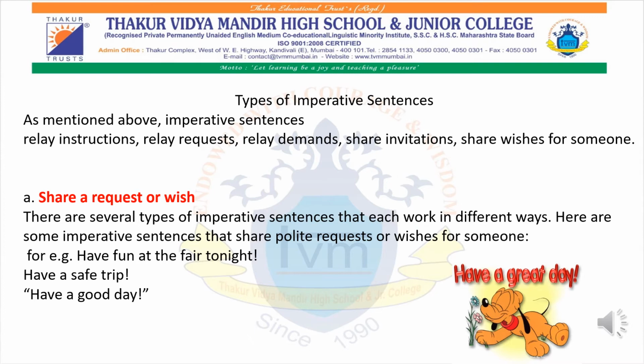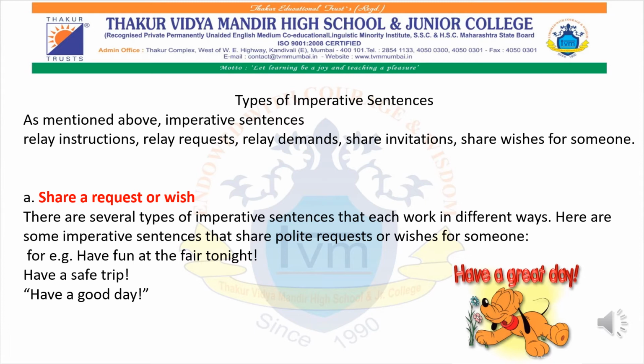Now, in these examples, we see have fun at the fair tonight. Before have, just put the subject you. It is understandable. Even though it is not there, you'll keep it in mind. For example, you have fun at the fair tonight. It is giving you wishes to have fun tonight. The next one, have a safe trip. Before have, add you: you have a safe trip. It is telling it to someone else, and therefore we see it is telling you to have a safe trip.